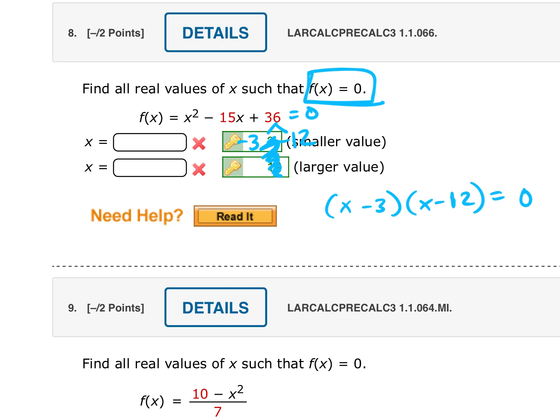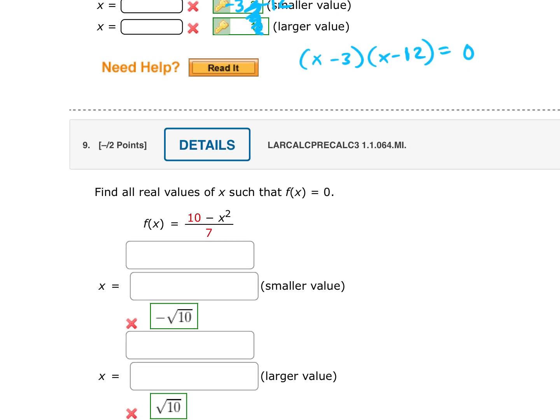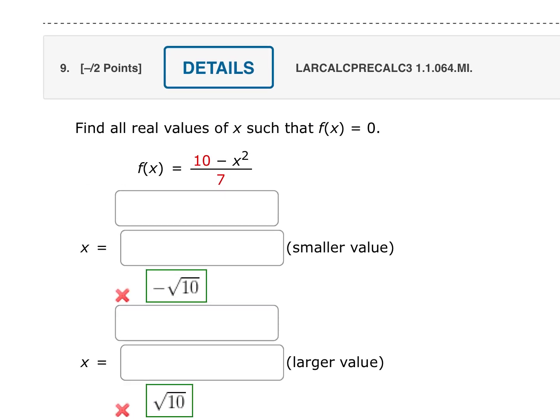Finding the zeros is the same thing as solving. You just set it equal to 0. So same thing with number 9. Whenever you have a fraction, when you're finding the zeros, you can just set the numerator equal to 0. If you want to set the whole thing equal to 0, it's the same thing when you cross multiply. It gets rid of the denominator anyways.